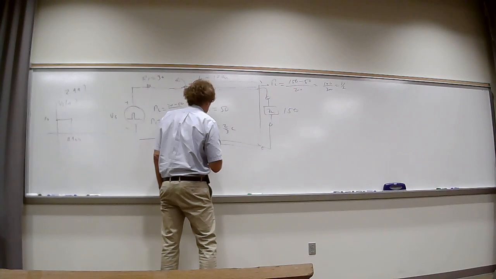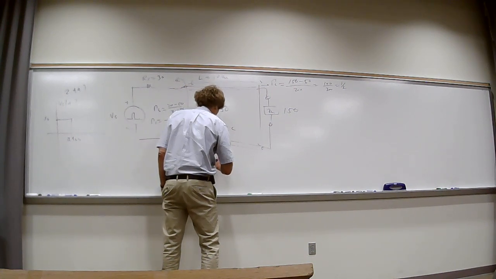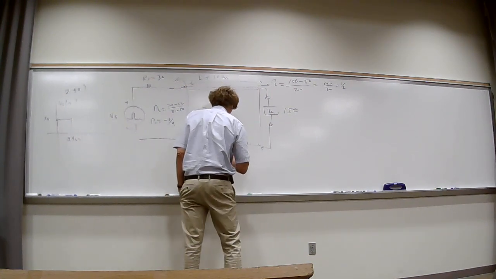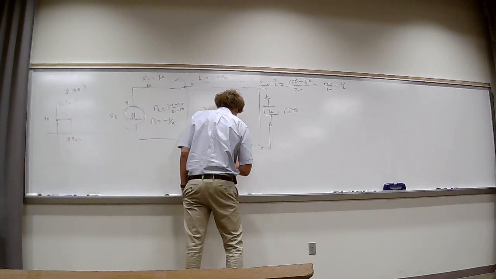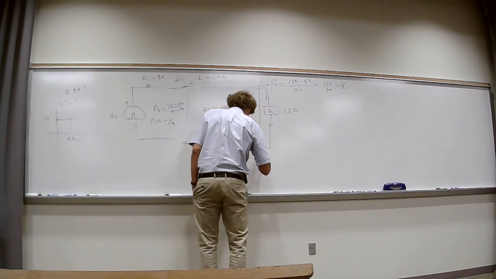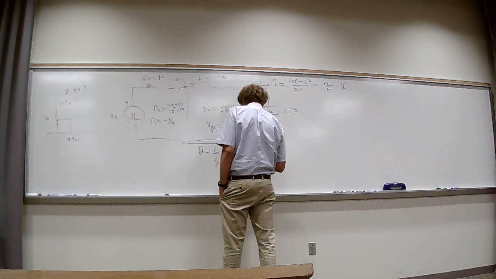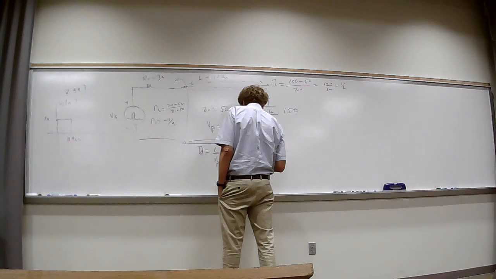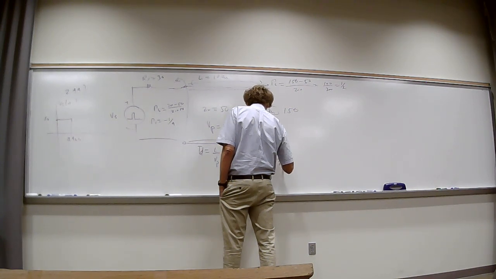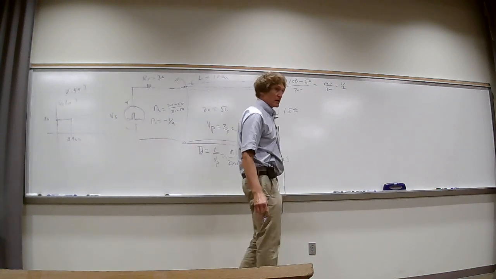Well, the length over velocity is going to be what? Length is 10 centimeters, 0.1 meters, over 2 times 10 to the 8th. So that's 1/2 times 10. Let's see, is that 10 to the minus 9th, or 1/2 nanosecond? Is that right, class? Right?